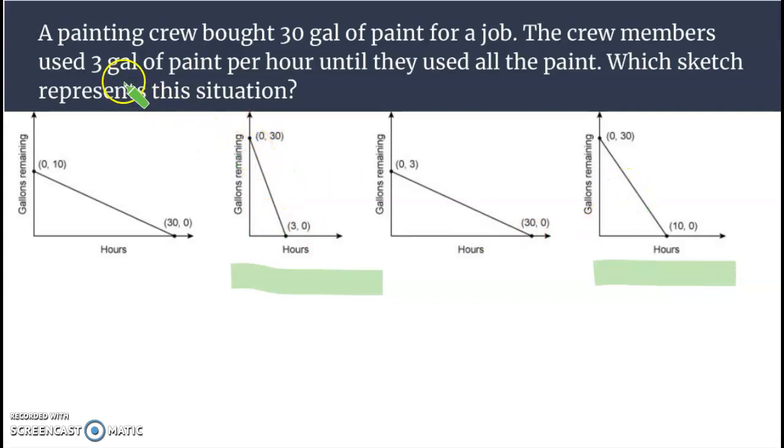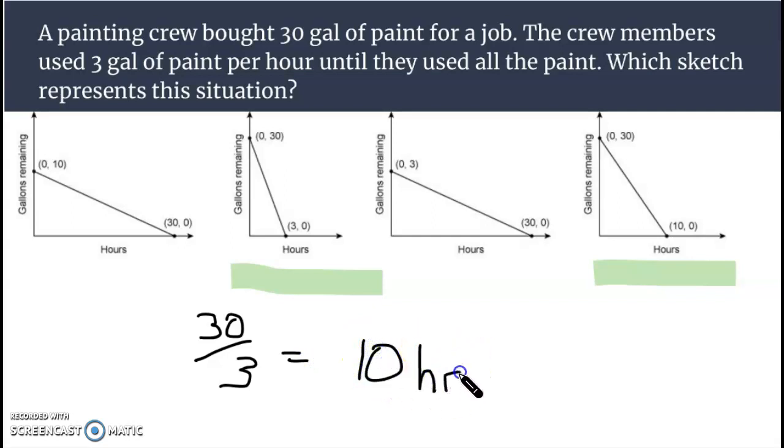Now it says they used 3 gallons of paint per hour until the paint was all used. So the slope is technically negative 3, and notice all 4 of these have a negative slope. To find that x-intercept, where that's going to meet the x-axis, what we'll do is take 30 and divide it by 3. 30 divided by 3 is 10. This will tell us that 10 hours is when the paint was all gone. And then we can finally see here this last one fits that situation perfectly. Notice the y-intercept was 0, 30. When the paint was all gone, the x-intercept 10, 0.